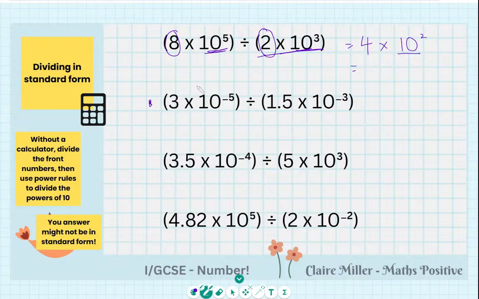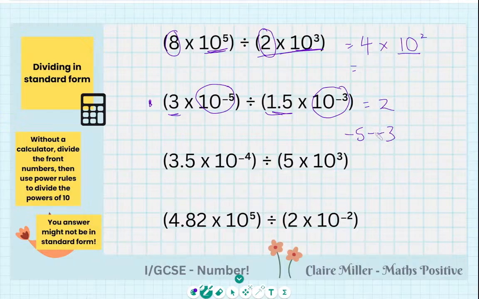So we're going to divide, and remember, if you wanted to, you could divide these with your calculator if you needed to. So I could do 3 divided by 1.5, or you might know that that's 2. So that's the number that goes at the front. And then we've got 10 to the power of minus 5 divided by 10 to the power of minus 3. So when you're dividing, you take away the powers. So we're going to have minus 5 take away minus 3.